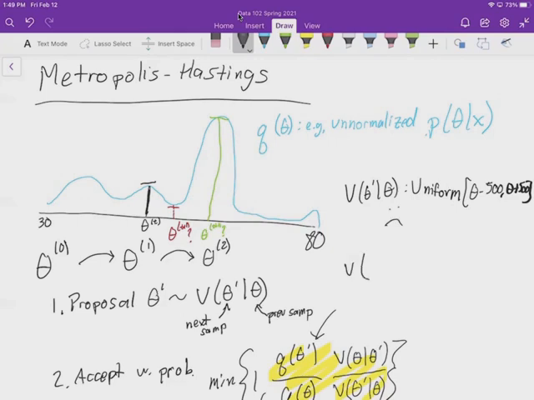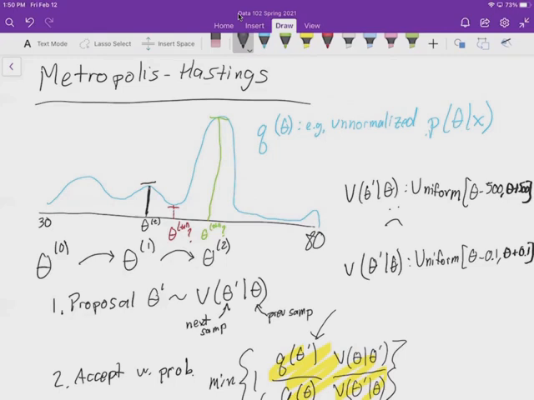Okay, what if we try something a lot smaller? Let's say V of theta prime given theta is uniform. So, too big is bad, so let's do theta minus 0.1 to theta plus 0.1. Too big is bad, so let's try going a lot smaller. Well, now what's the problem?